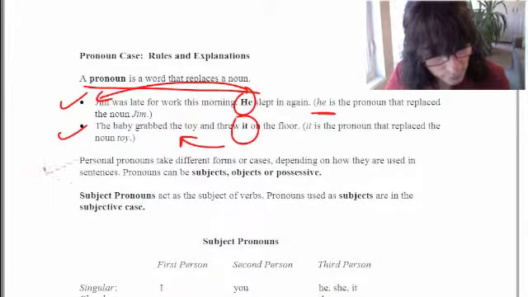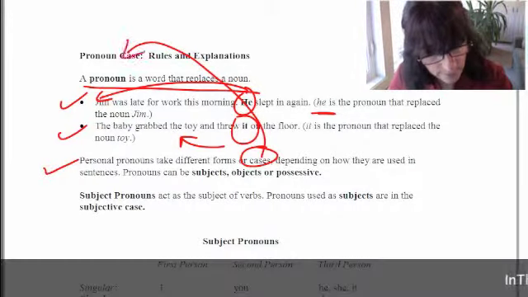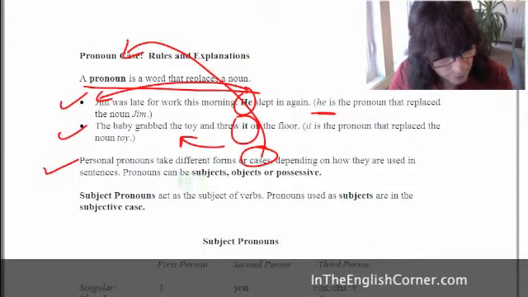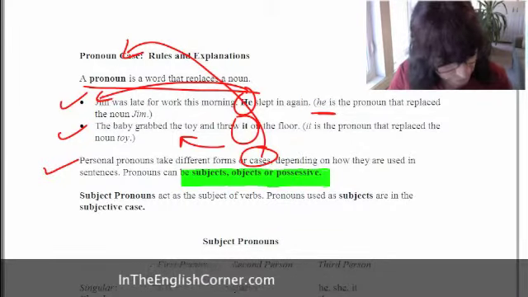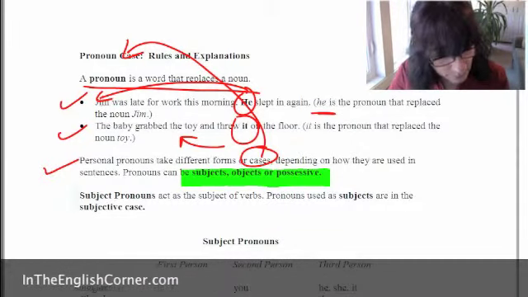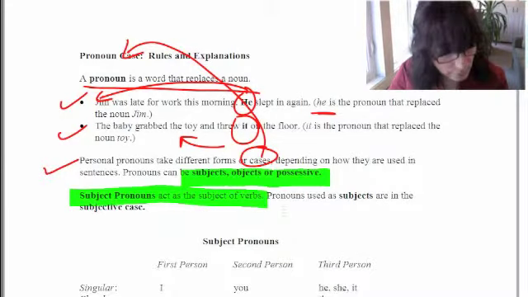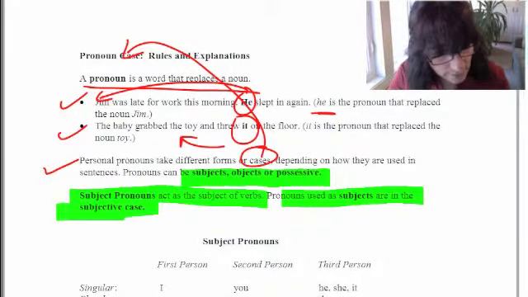So personal pronouns take on different forms or cases. This is why it's called pronoun case, depending on how they're used in sentences. Now, pronouns can be subjects, objects, or they can be in the possessive form, and I've explained each with examples. Subject pronouns act as the subject of verbs. Pronouns used as subjects are always in what's called the subjective case.